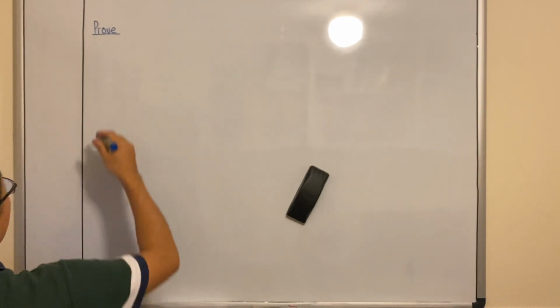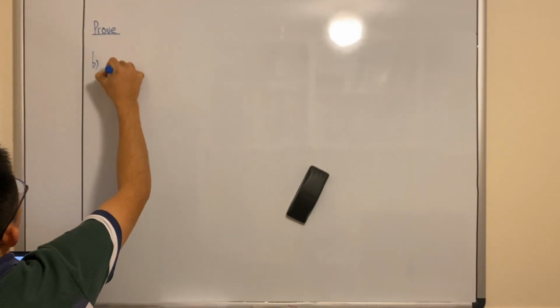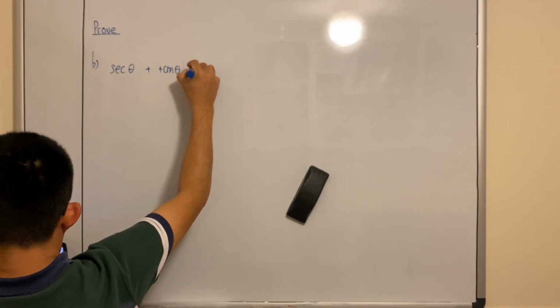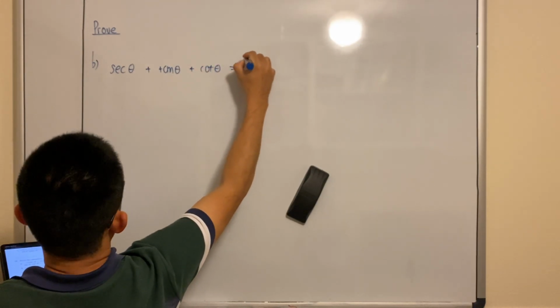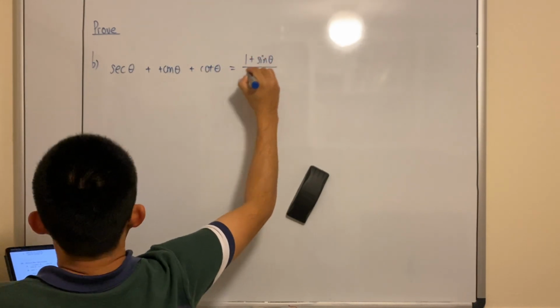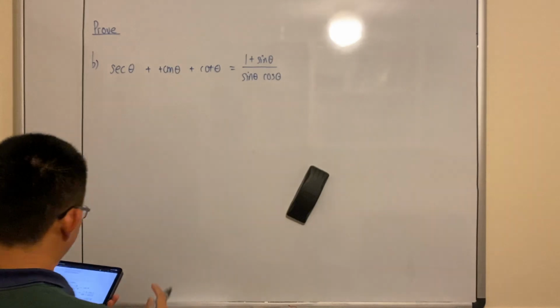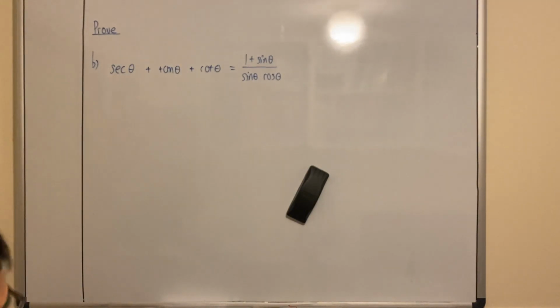All right, let's try another one here. Let's call this question B. So sec theta plus tangent theta plus cotangent theta is equal to 1 plus sine theta over sine theta and cos theta here. All right. How do we do this question here? Like, where should I start? Should I start from the left-hand side or should I start from the right-hand side? I still believe that it's better to start from the left-hand side, because for the right-hand side, it's not going to be that easy to do. So let's just start from the left-hand side.